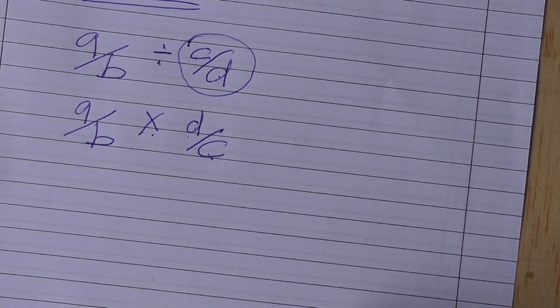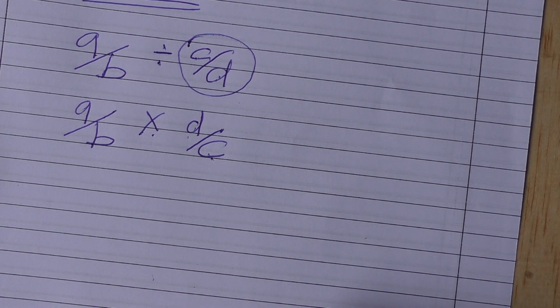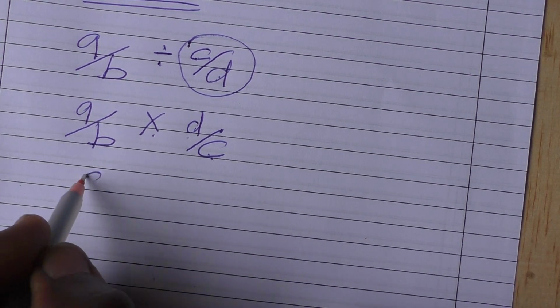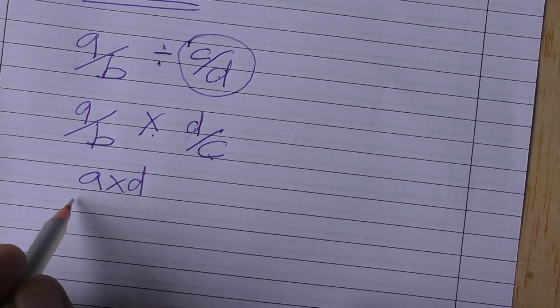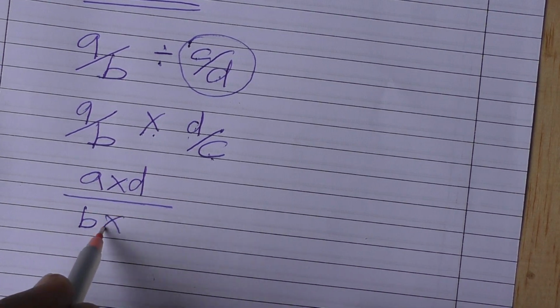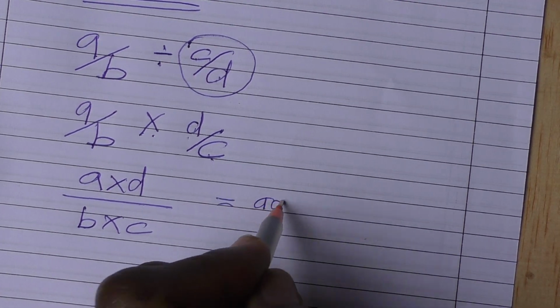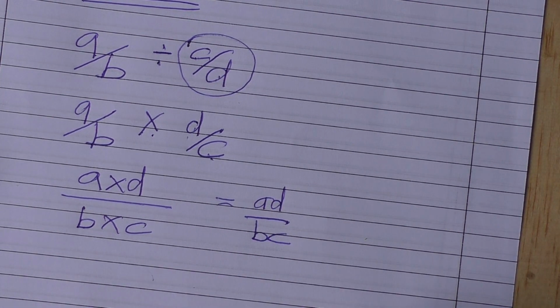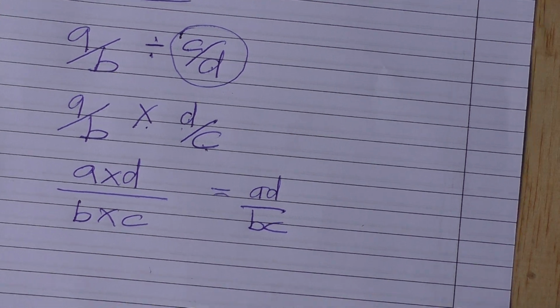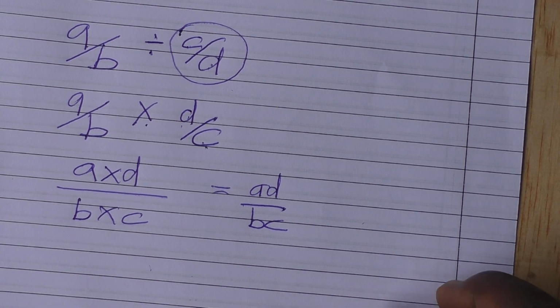So after changing division to multiplication, we now bring in the simple rule of multiplication, where the numerators multiply themselves and the denominators also multiply themselves, so that we get AD over BC. That is how we deal with division.